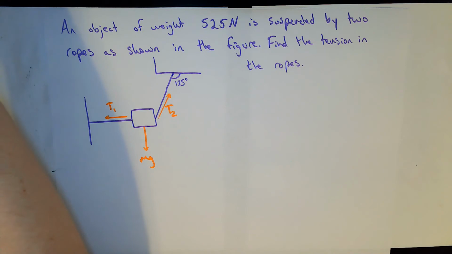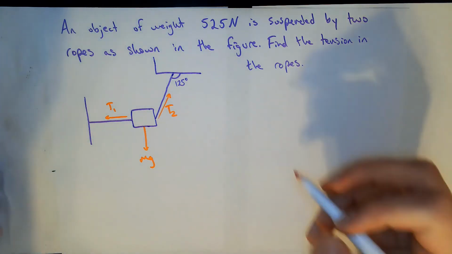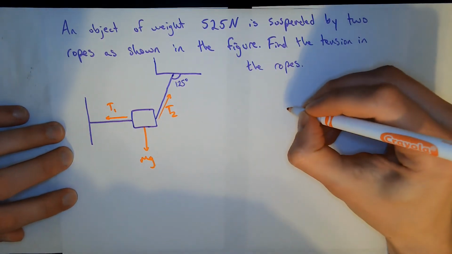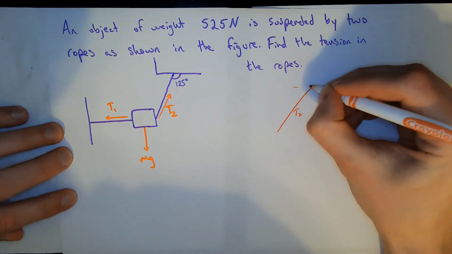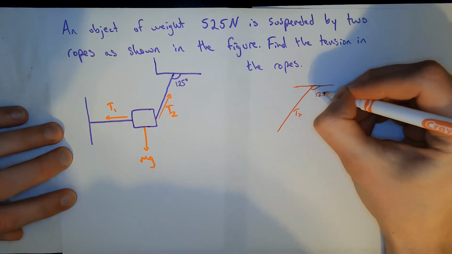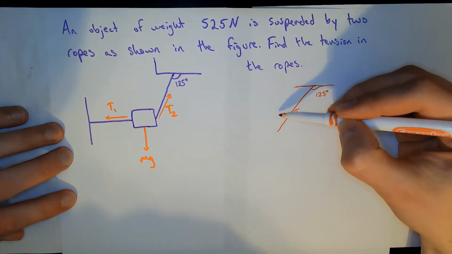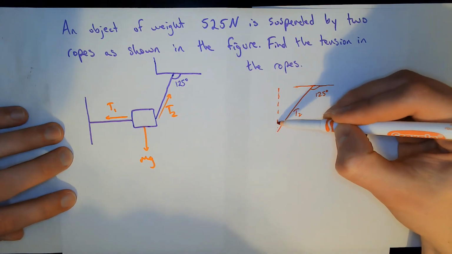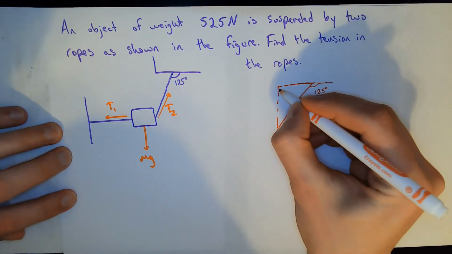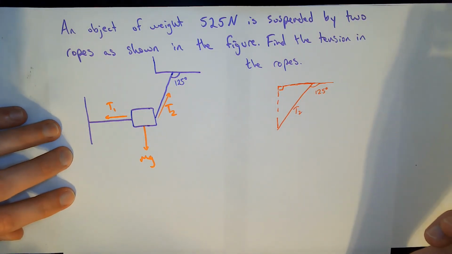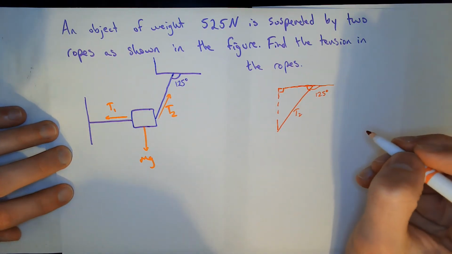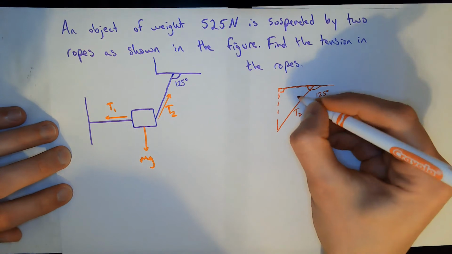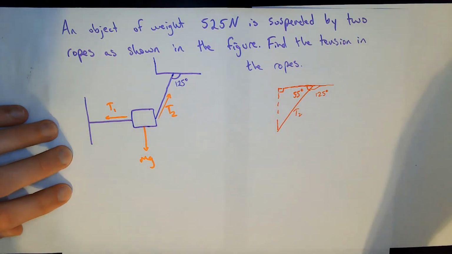So let's look at that. What do we need to look at? We need to look at decomposing T2. So, bit of geometry coming. We need to know this is T2. This angle is 125 degrees. I want to know the vertical component of T2 and the horizontal component of T2. Okay, nice. But what is this angle? This angle is 55 degrees. Right? Yes, 55 degrees.